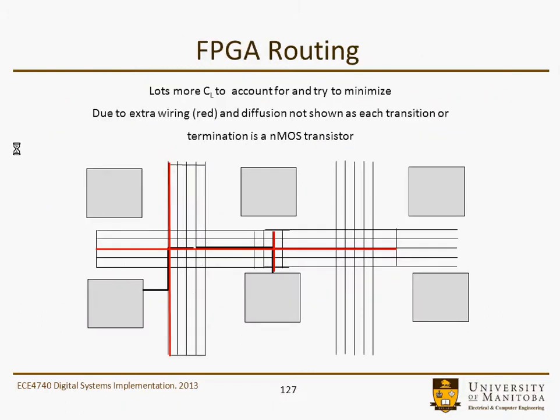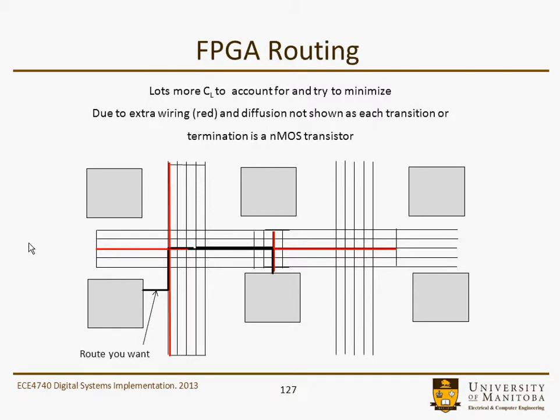So here's a simple example of FPGA routing. Obviously you can see that you'd have a lot more load capacitance to account for and try to minimize, due to the extra wiring, which is illustrated in red here, and diffusion, which is not exactly shown here. You can guess that every time you make a transition like this, you have to go through a switch, and that means you have source and drain regions which are both diffusion, so a fair bit more capacitance is associated with them. So this might be the route that you want, shown in black here.